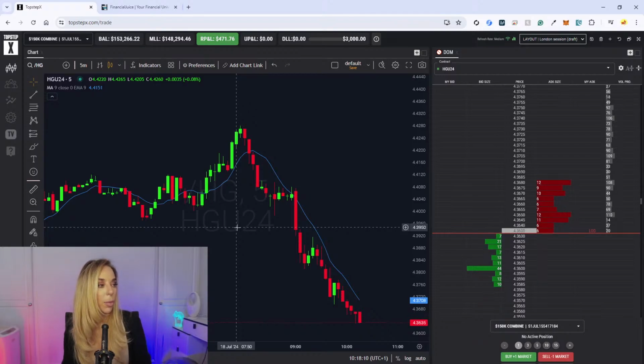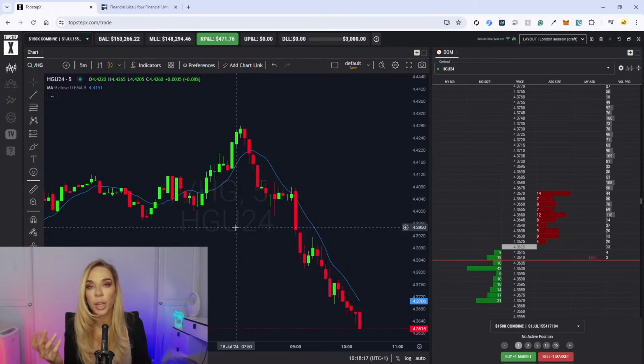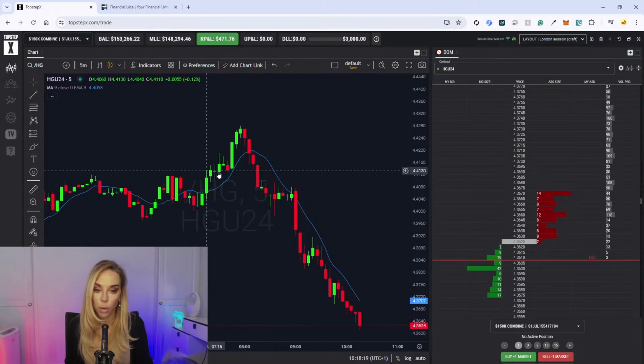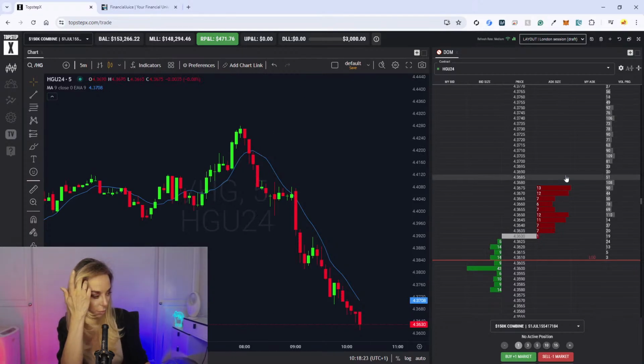Now, if you use Bookmap, you might be able to see things such as orders coming into the market, which you can pair up with a weak signal and then see whether there's a true push in the other direction.